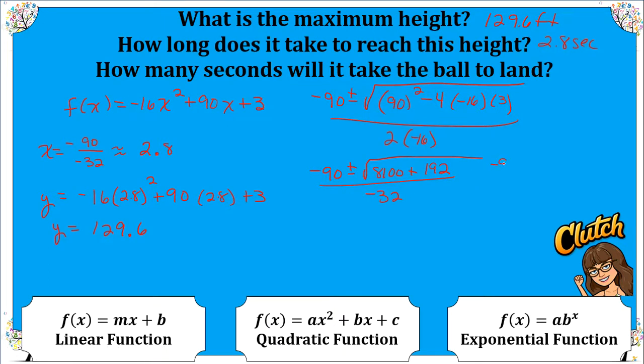So let's go ahead and clear and make our radicand one value. 8100 plus 192 is 8292 over -32. Because the ball started 3 feet in the air, it did not start on the ground, we will have a negative root, which will be irrelevant. So here is going to be one root and the other root.